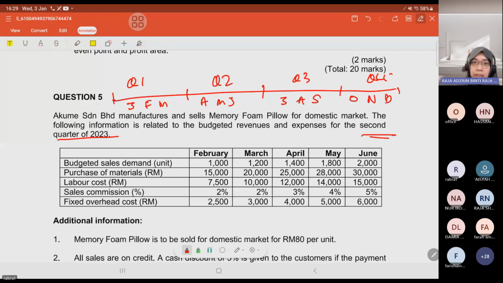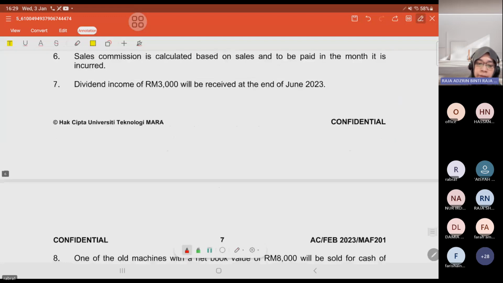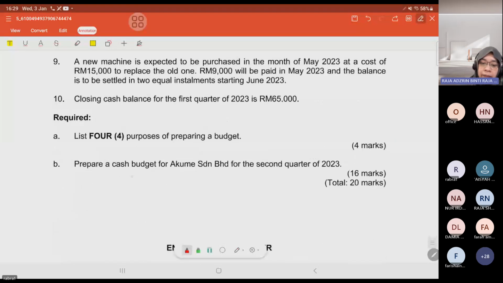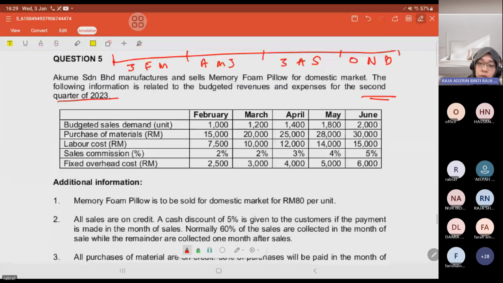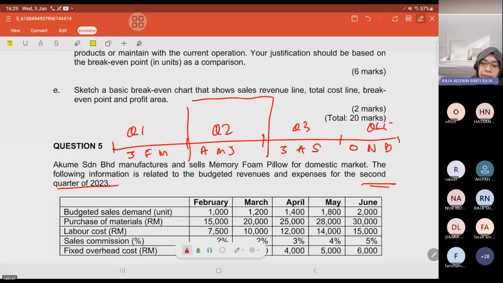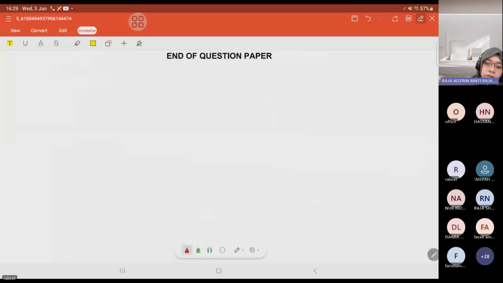So alert bila dia suruh buat period yang mana. So this one, when you look at the question, prepare cash budget for the second quarter. So when you are required to prepare for the second quarter, 16 markah, means you are required to prepare daripada April, May and June. So tulis siap-siap, Akumis yang Berhad. So when you do your answer, buat kat situ siap-siap.